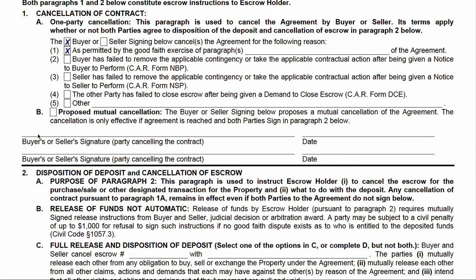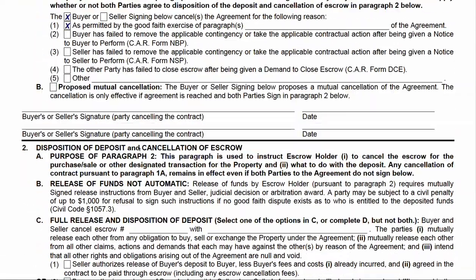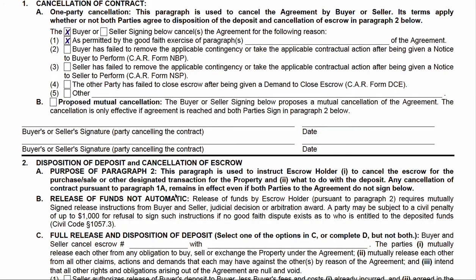Now, in the case of unilateral, only one party signs up here, not both, just one. So in my example, the buyer is canceling during the inspection or loan contingency. They're checking this box. They're putting paragraph 14 right here. The buyer signs this, and it's done. Even if they didn't do anything down here, if this alone was sent, this is a cancellation notice to the seller and it's over. That's it. As long as the buyer is within their right, it's a done deal.